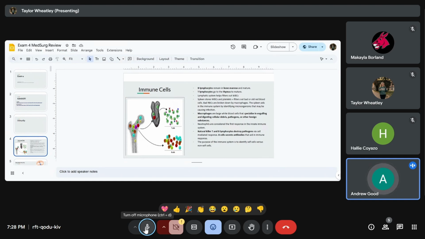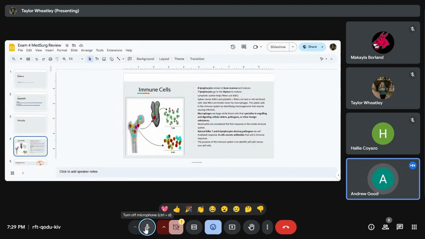And then some little refreshers. Lymphatic system filters out white blood cells. Spleen stores white blood cells and platelets. It filters out the bad or old red blood cells, which are broken down in the spleen by the macrophages. It aids in the immune system by identifying microorganisms that may be causing the infection.